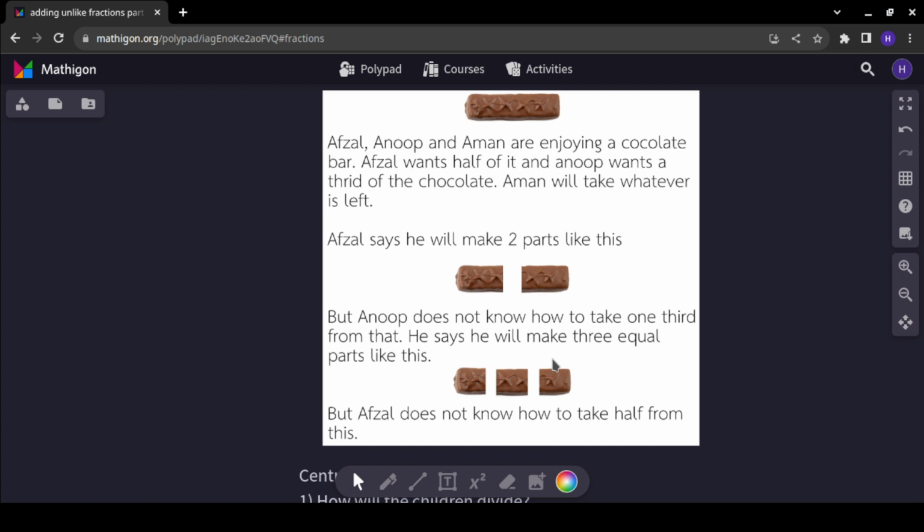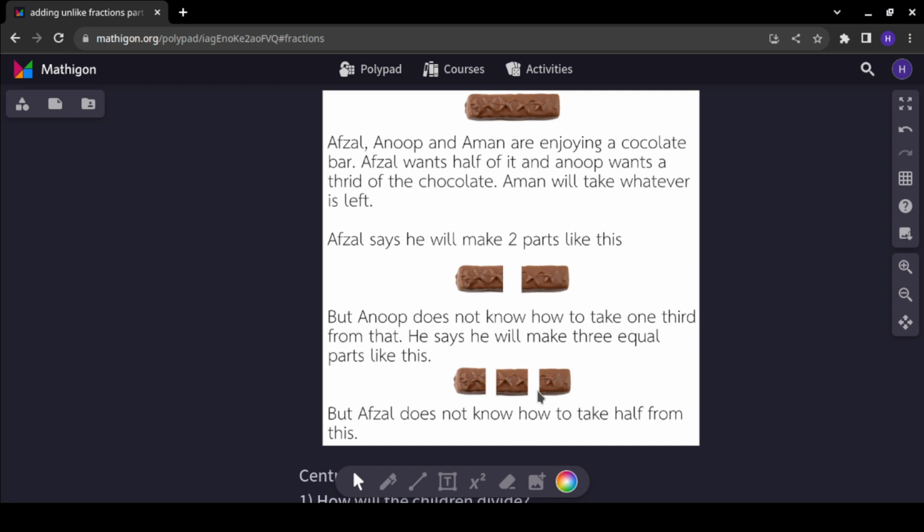But now Afzal is confused. Well, Anoop just took one third of it away, but now there are two of them remaining, and if he takes one, it's not half. It's slightly less than half, and if he takes two, it's still not half. Now what?